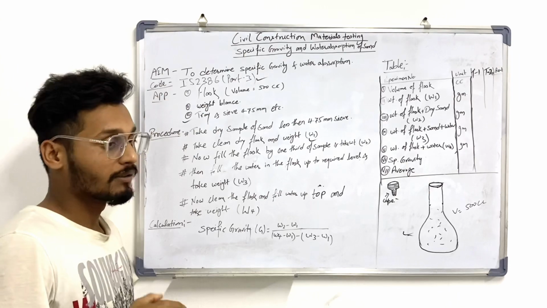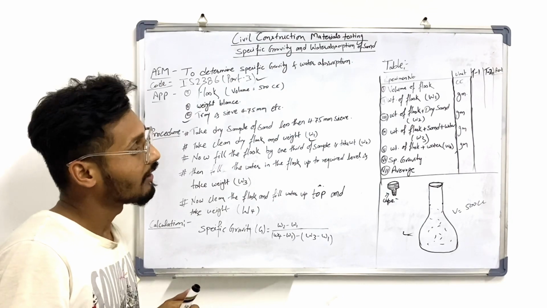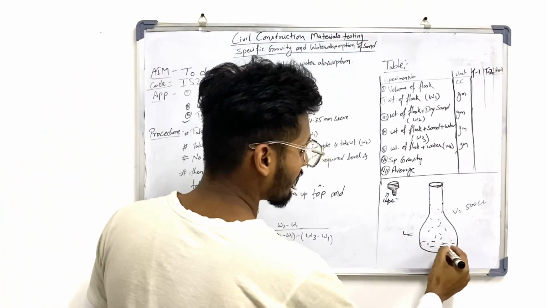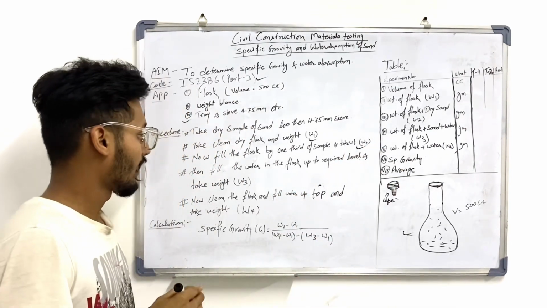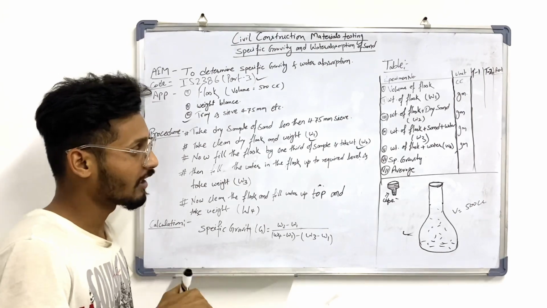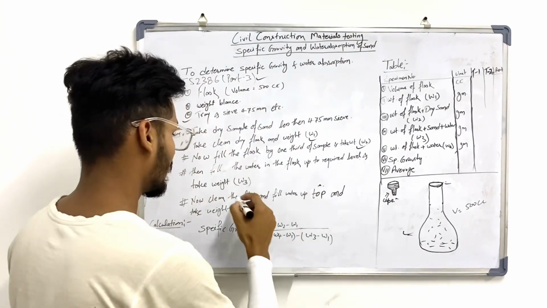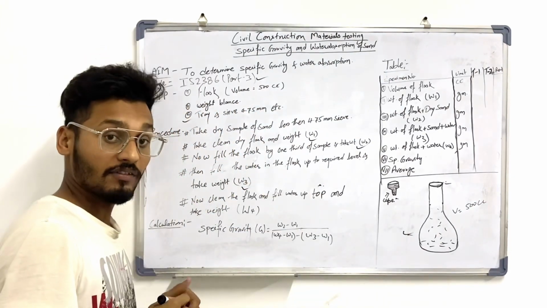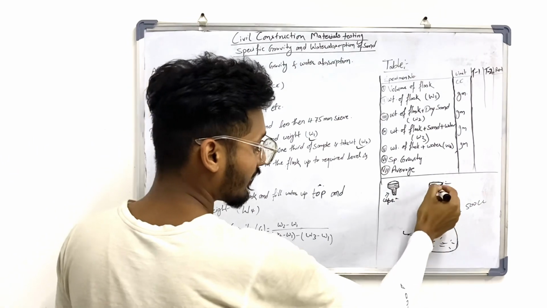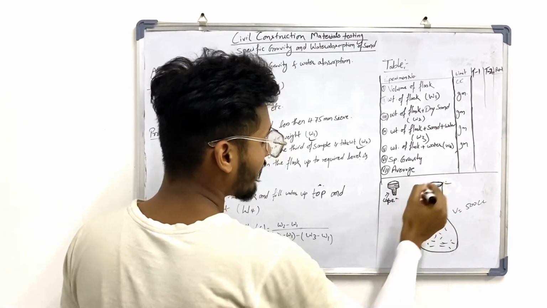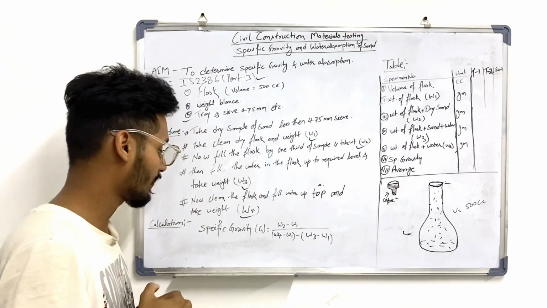Now we fill the flask with one-third of the sand sample, and this weight will be our W2. After that we fill the water up to the top and place the cap. We take the weight, which will be our W3. After that we take out all the samples, fill water in the flask, place the cap, and take the weight, W4.